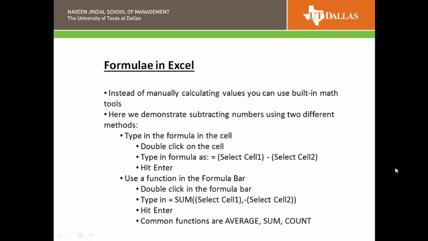First method. Type in the formula in the cell. Double click on the cell where you would like to get the difference of two numbers. Then type in the formula as: select cell 1, type minus, then select cell 2. Cell 1 and cell 2 contain the numbers which we would like to subtract. And then hit enter. I'll show this with the help of a simple example.